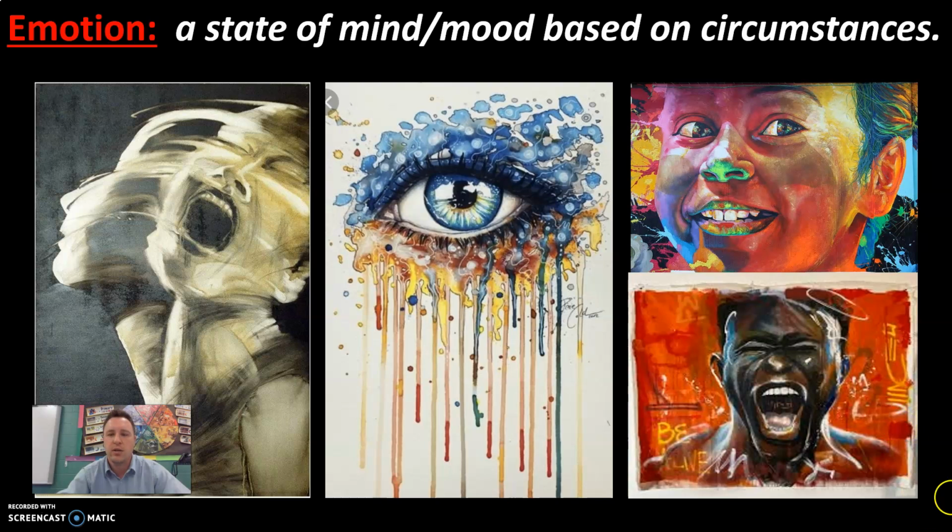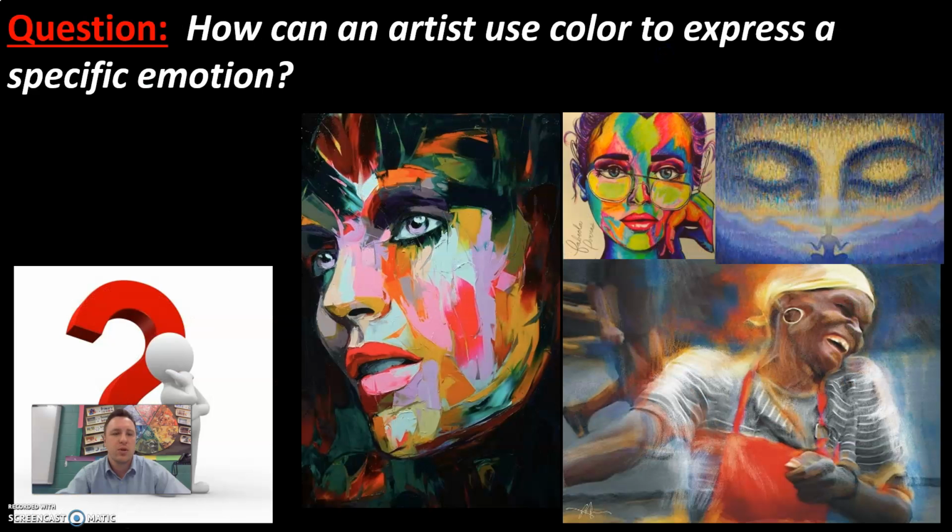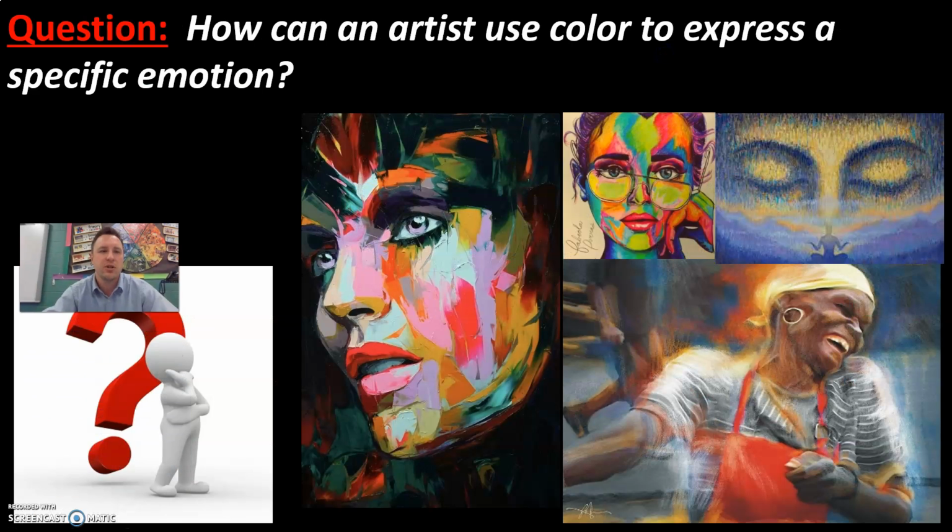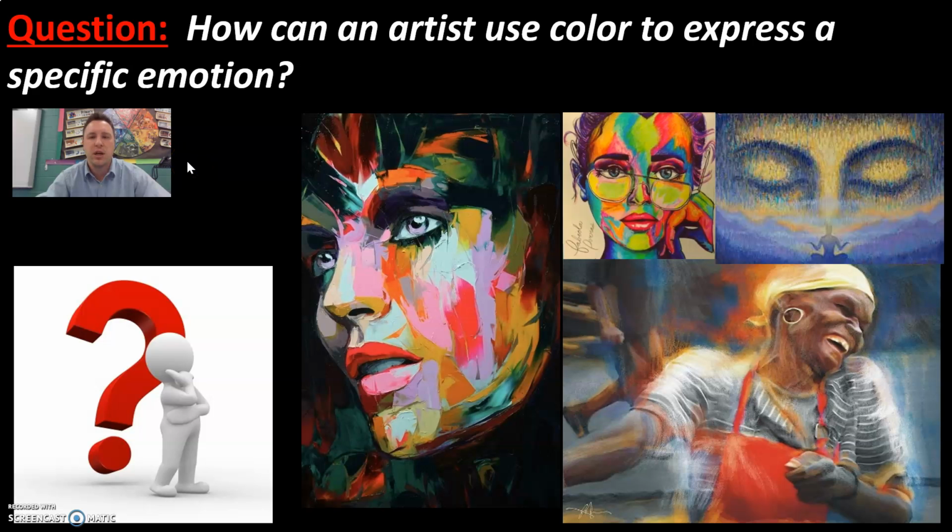I'm not quite sure what the subject in this artwork is screaming about, but we'll wait for the next slide for that, because that's going to be your question. So the question being, how can artists use color to express a specific emotion?